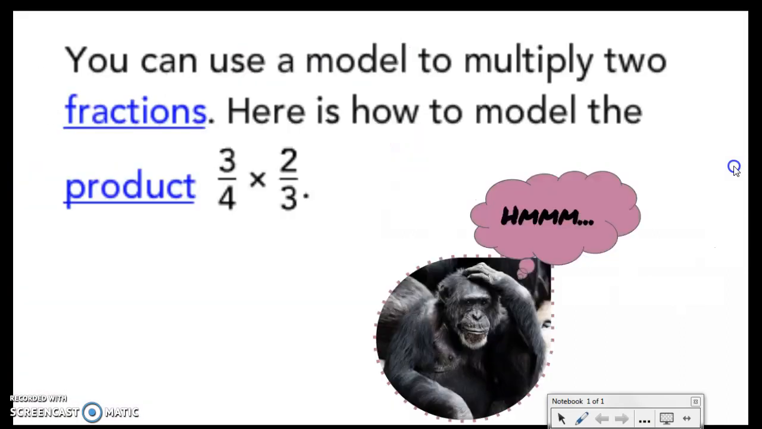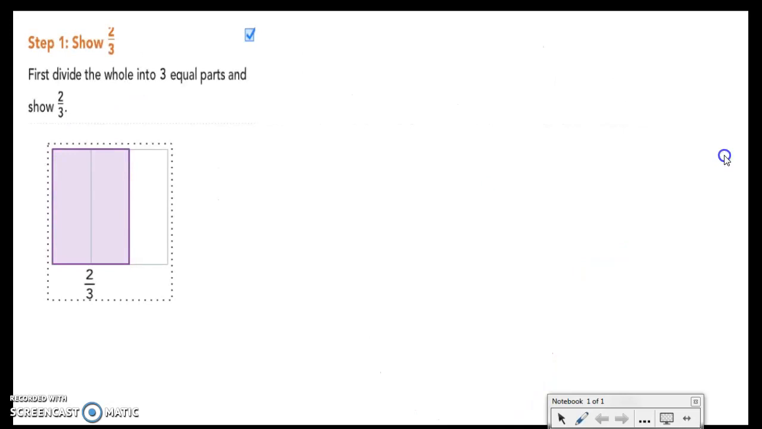Let's go. So the first thing you're going to write down today is this. You can use a model to multiply two fractions. Here's how to model the product 3/4 times 2/3. Get your thinking caps on. Step 1, show 2/3. The first thing we're going to do is divide the whole into 3 equal parts. So the entire full rectangle will be one whole, and 2 of those 3 parts are going to be filled. Okay, y'all see how they did that?